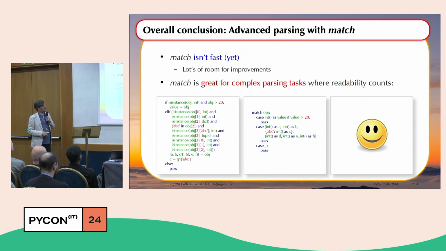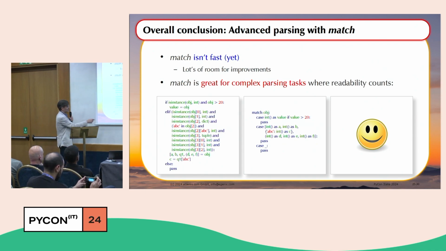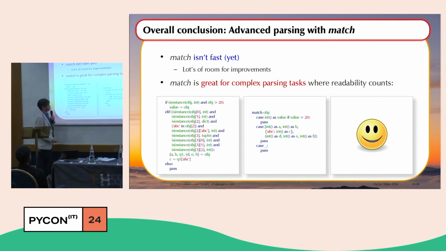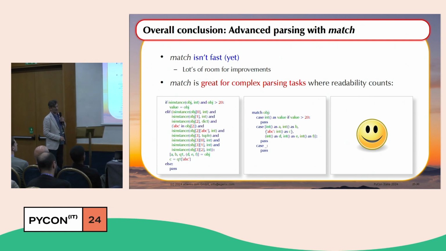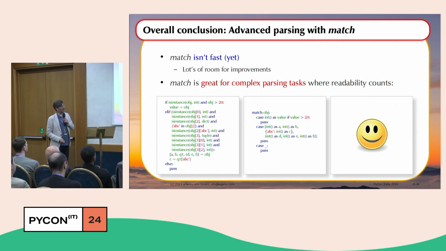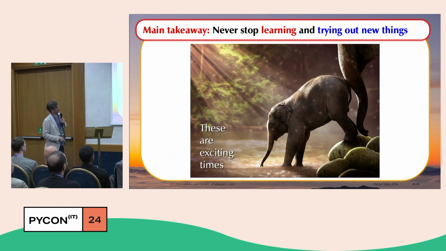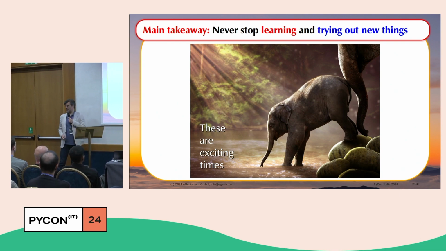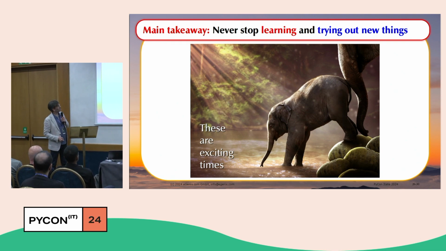And the overall conclusion here is that match makes it a lot easier to write parsers, and it's also incredibly useful if you want to write readable code, right? If you compare this nonsense here with this piece of code, it just looks a lot nicer. It's a lot easier to understand. And it's also not as error-prone as the left part. So I would always recommend doing these things, and always recommend learning new stuff as it comes along.